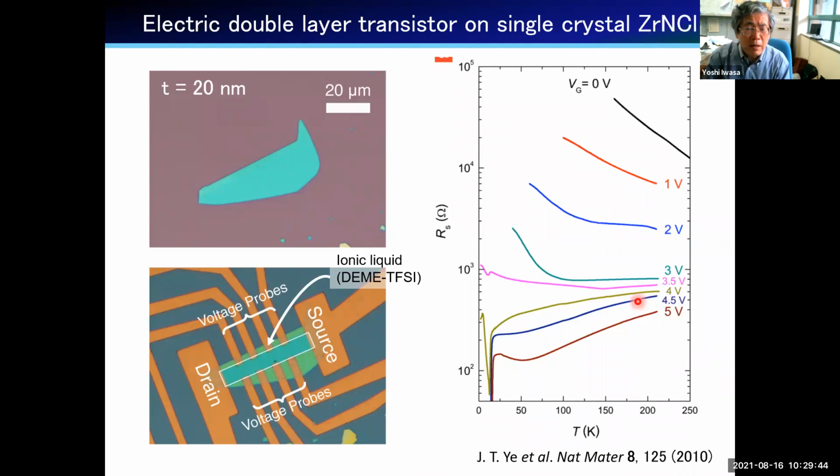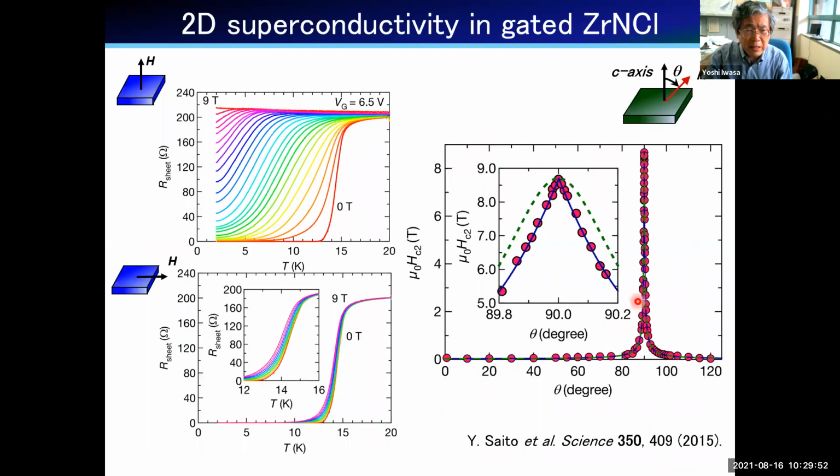What we did here is carrier gating on the topmost surface, and this field-induced superconductivity is highly two-dimensional. If you apply a magnetic field perpendicular to the plane, superconductivity is easily destroyed. If you apply a magnetic field in plane, it becomes very robust. If you plot Hc2 as a function of the magnetic field angle, it shows a very sharp peak near the in-plane magnetic field. This is a very nice demonstration of the highly two-dimensional superconductivity of gated materials.